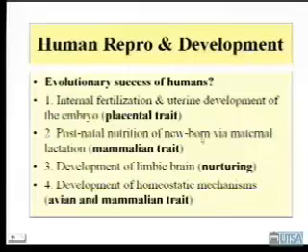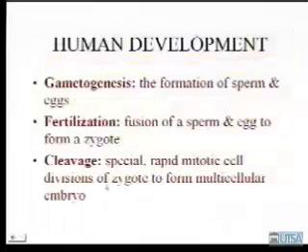The postnatal nutrition of the newborn is via maternal lactation, a mammalian trait, of course. The development of the limbic brain is key for the nurturing because our young are not precocious. They require a tremendous amount of nurturing. And then there is the development of homeostatic mechanisms, the avian and mammalian traits that are shared. So there's a significant relationship between embryology and the evolutionarily successful human species.